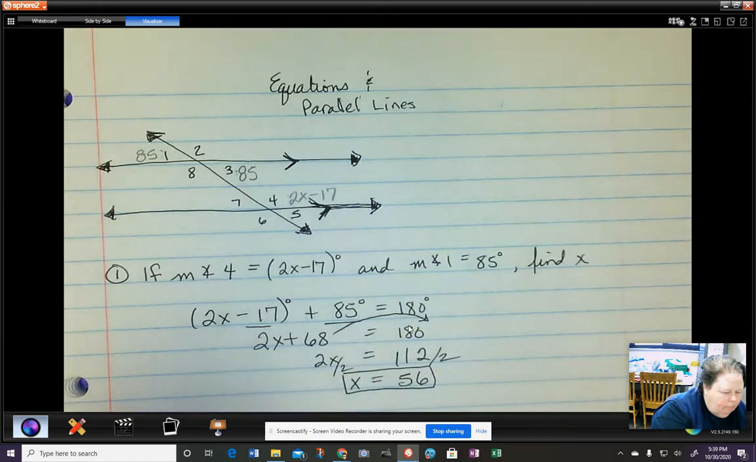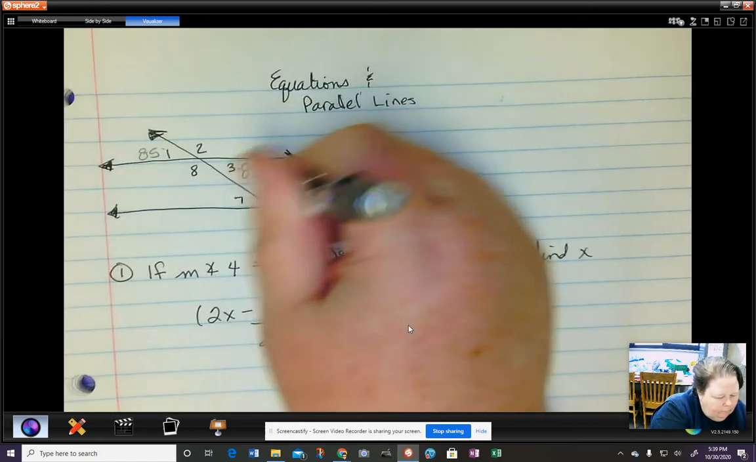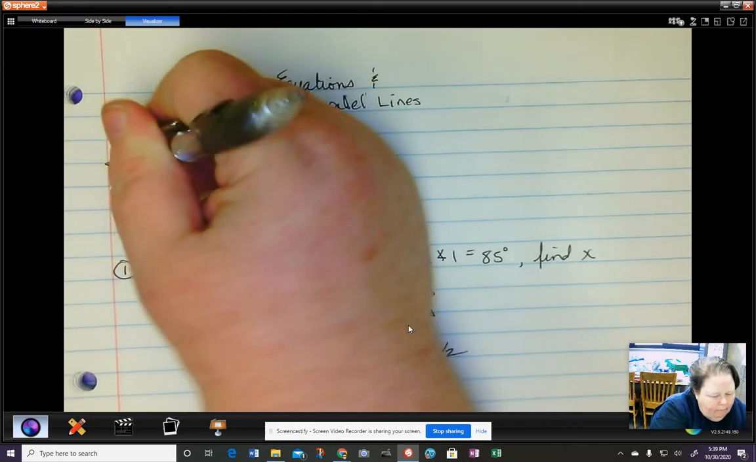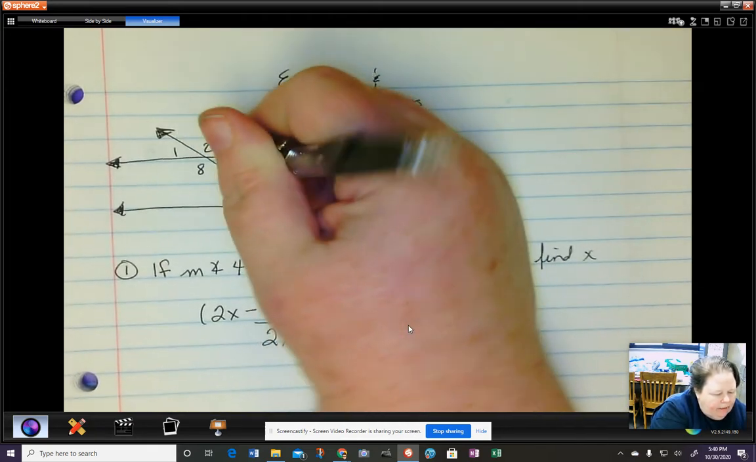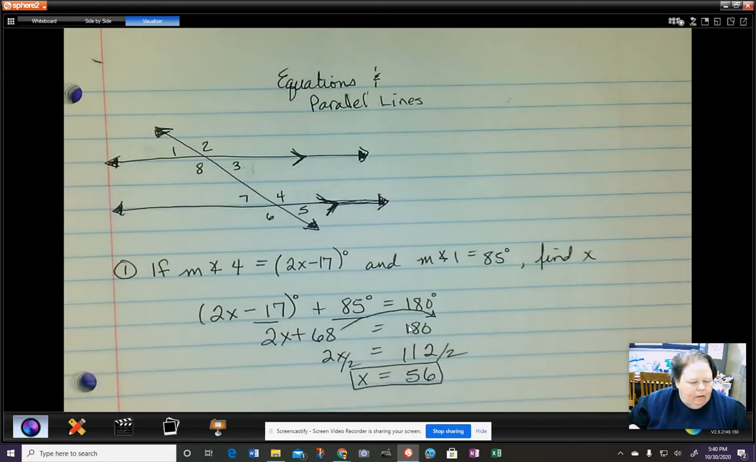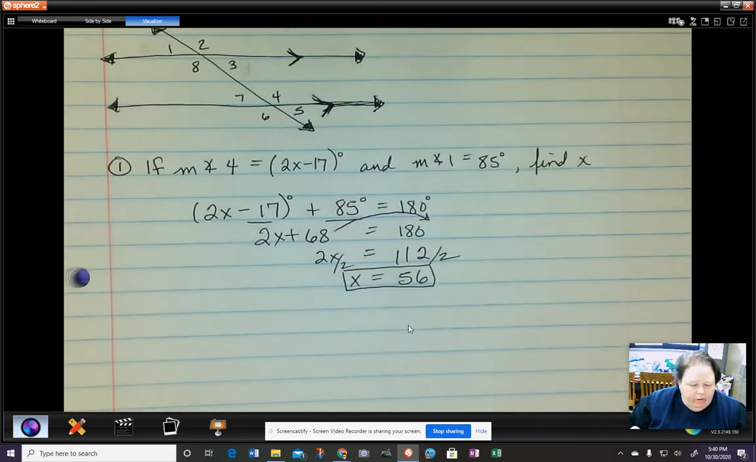Sort of easy? And it gets a little harder. Oh, I know you wanted to hear that. Well, it just depends on if you know your angle relationships. You have to know your angle relationships. Okay, so let's do another one.